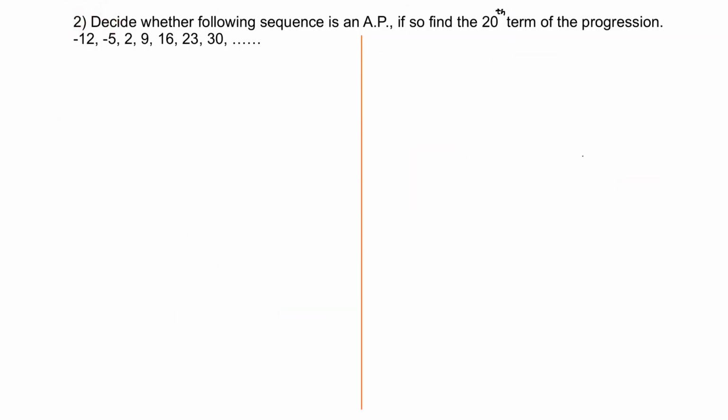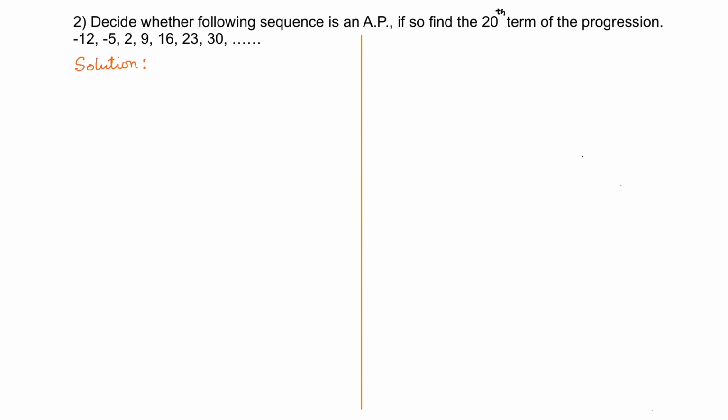Here is the second question of practice set 3.2. It says that we have to decide whether the following sequence is an AP. The sequence given to us over here is -12, -5, 2, 9, 16, 23, 30 and so on. First we have to decide whether this sequence is an AP, and if this sequence is an AP, we have to find the 20th term of this progression. तो ये जो second question है, इसमें हमें कहा गया है कि हमें डिसाइड करना है कि जो सीक्वेंस हमको दिया है वो AP है या नहीं. अगर AP है तो हमें उसका 20th टर्म फाइंड करना है.